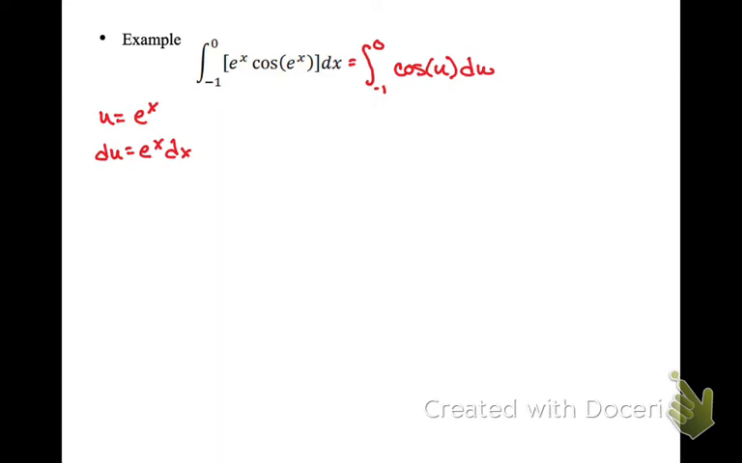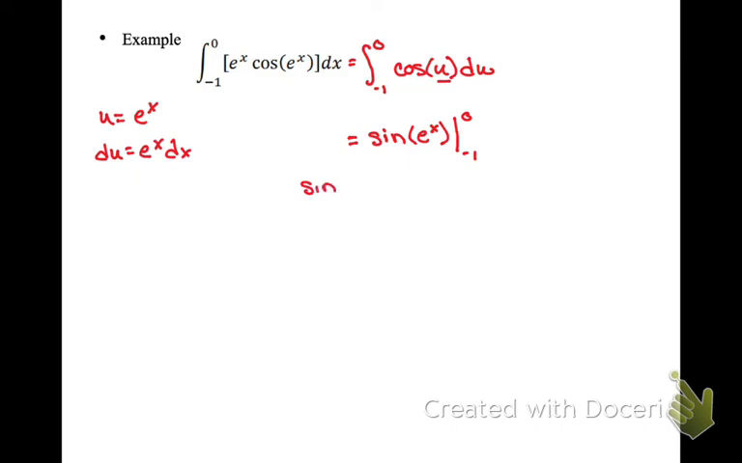So what's the integral of cosine? Negative sine. Isn't it just sine? I don't know. Because the derivative of sine is cosine, yes? Why the negative sine? The negative, because the derivative of cosine is negative sine. And we're going backwards. So we're doing the integral. So it's just what? Sine of u, but what's u? E to the x, from negative 1 to 0.